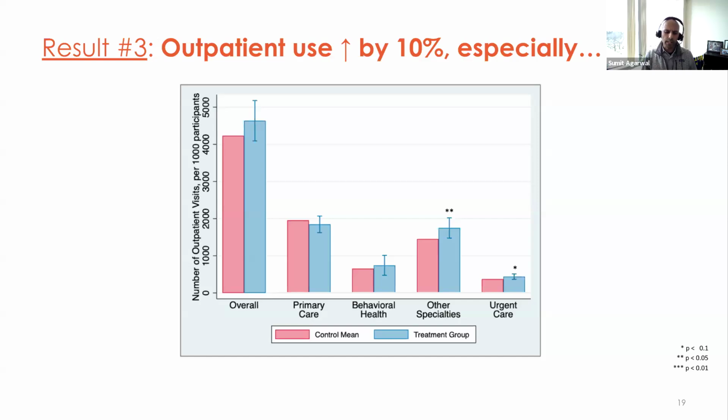And then lastly, urgent care, which can substitute for low acuity ED visits, increased slightly by 69 visits, also a 20% relative increase.